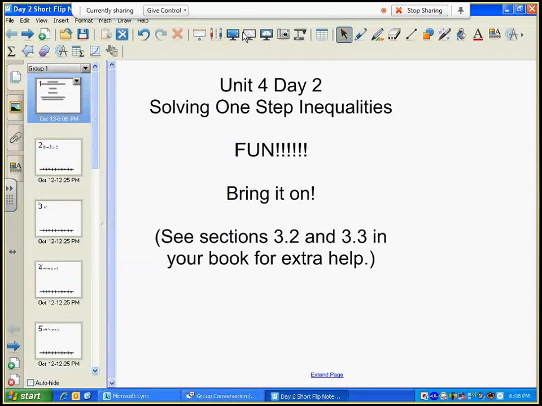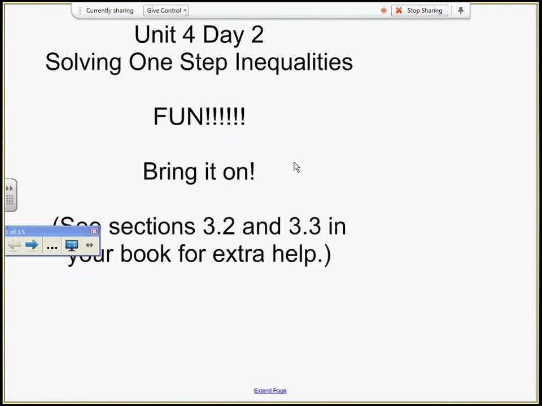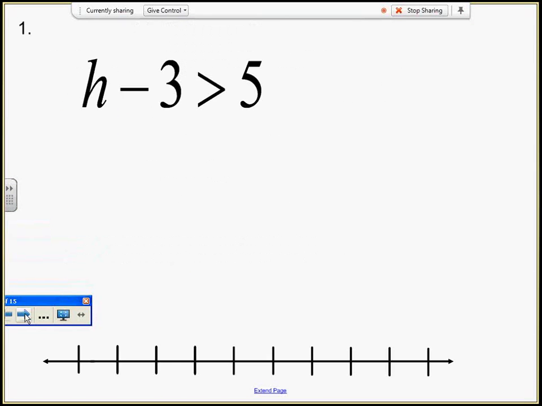Unit 4, Day 2. We're going to solve one-step inequalities. And this is really a lot like last unit. So if you rocked last unit, you're going to really enjoy this. Okay, here we go. Got h minus 3 is greater than 5. Now we're actually going to solve this the same way that we solve equations. We just have to remember that instead of an equal sign, we have a greater than sign.